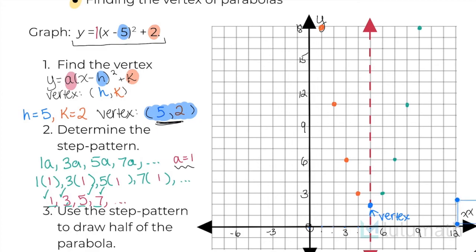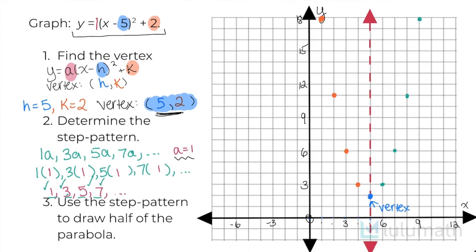I could also just do the step pattern again. So I could go to the left one, up 1. I could go to the left one, up 3. I could go to the left one, up 5. And I could go to the left one and up 7. Connect your dots, and then you have your parabola. And that's what you need to do in order to graph a parabola in vertex form.